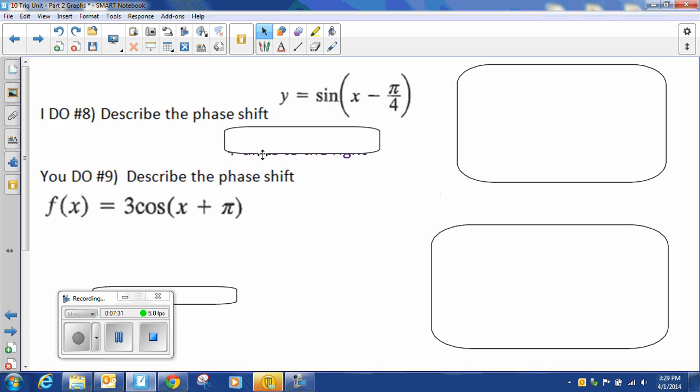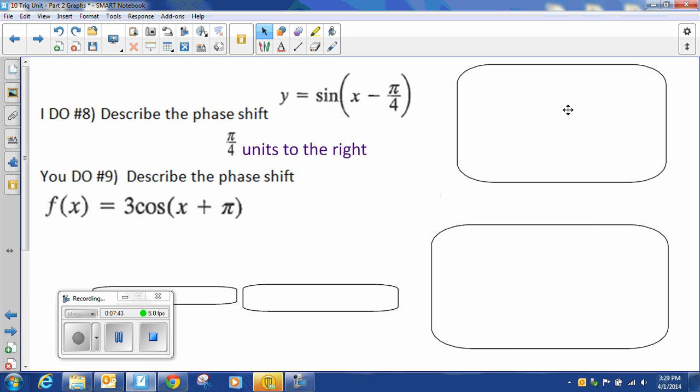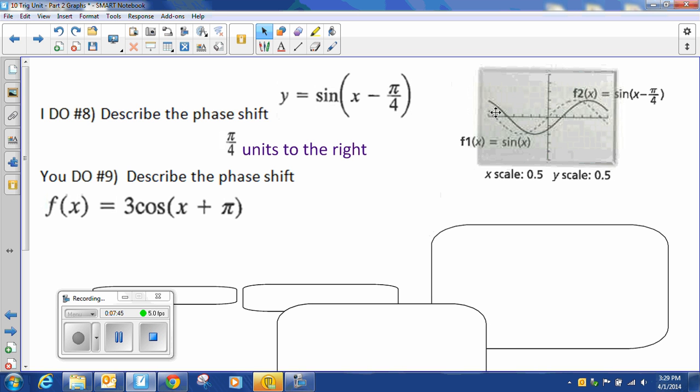All right, number 8, describe the phase shift. So here you have to remember that because we have minus pi over 4 units, this is inside the parentheses, minus pi over 4 units, we're actually going to shift to the right pi over 4 units. So this is what the graph looks like. The original one is the dotted line, that's sine x, and then sine x minus pi over 4 shifts to the right pi over 4 units.